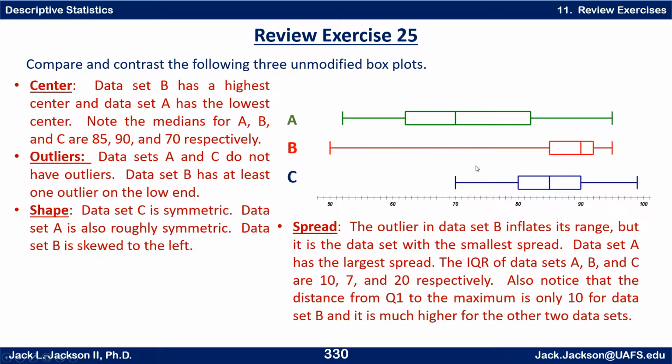How about shape? Well, C is symmetric or really close to it. These two parts of this box are the same. This and this are about the same length. So that is a symmetric distribution. Okay. A is also roughly symmetric. It might be skewed just a tiny bit to the right, but it's roughly symmetric. B, on the other hand, is definitely skewed to the left. Not only does it have this outlier, within the box, you can see the median is toward the top of the box. This upper part of the whisker here is definitely much smaller than the lower whisker. So it's definitely skewed to the left.